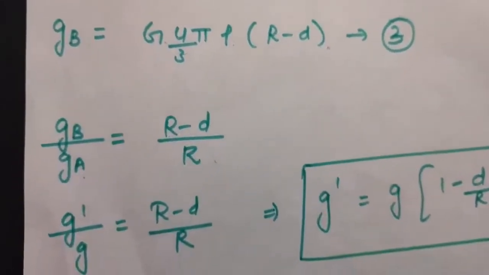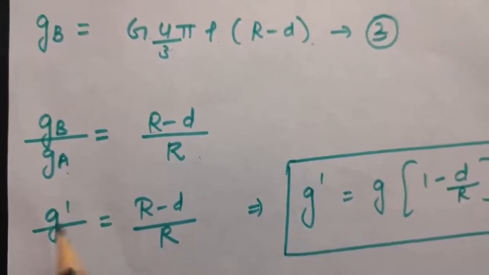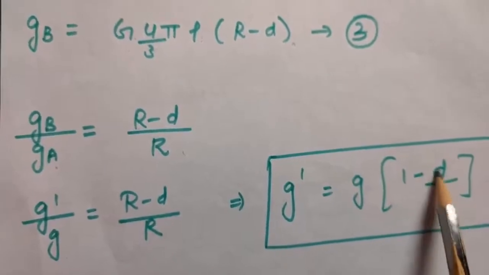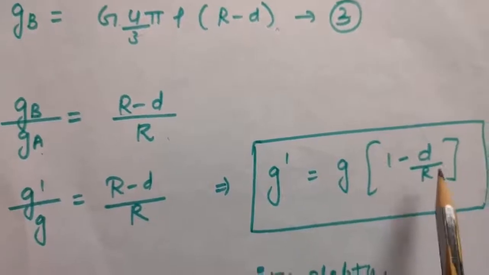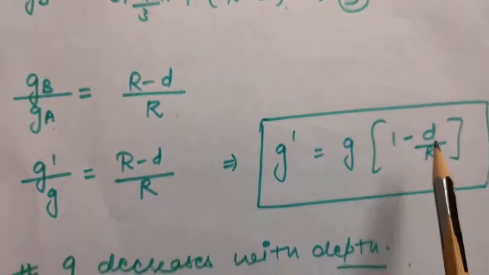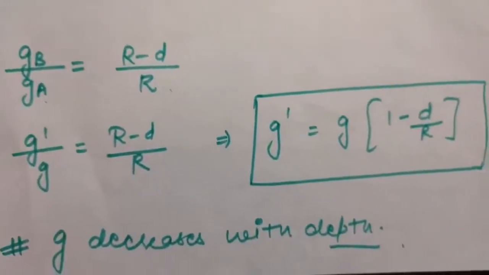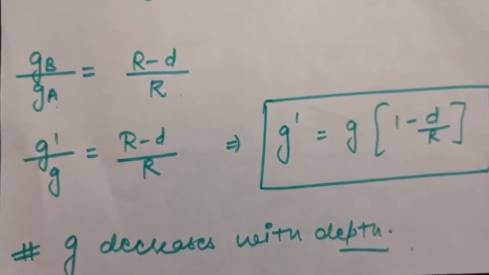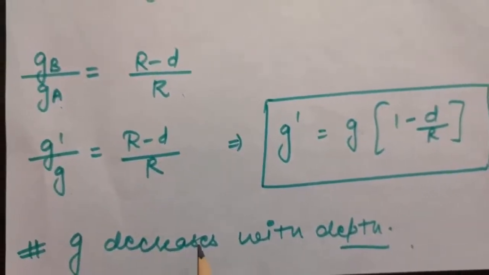Okay, so from here, if I consider g' to be gB and g to be gA, then g' will come to be g into (1 minus d by R). I am just dividing by R. So this is the variation of g at any depth, and as you can again see, this is g minus something. That means acceleration due to gravity decreases with depth also. So either you go to some height from the surface of Earth, or you go to some depth from the surface of Earth, the value of acceleration due to gravity will always decrease.